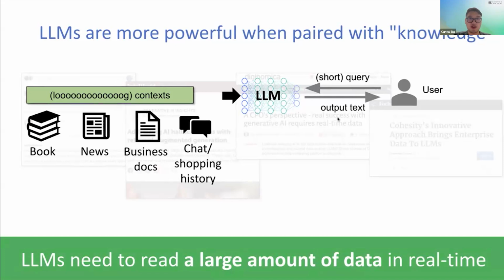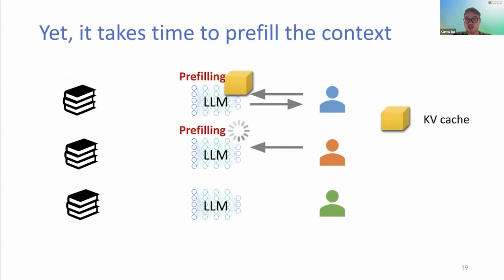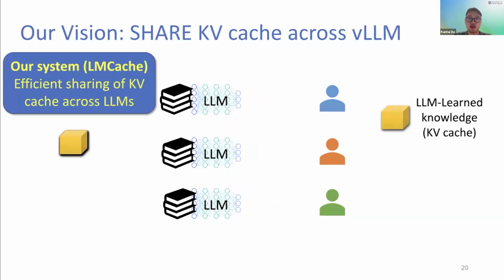So LLMs need to read a large amount of data in order to correctly answer my question. But if the document is really long, it takes a lot of time to prefill. Here's a really slow animation of prefill to show it's slow. Prefilling can take the majority of the time when handling long context. What we want to do here is share KV cache across vLLM instances to make prefill much faster.